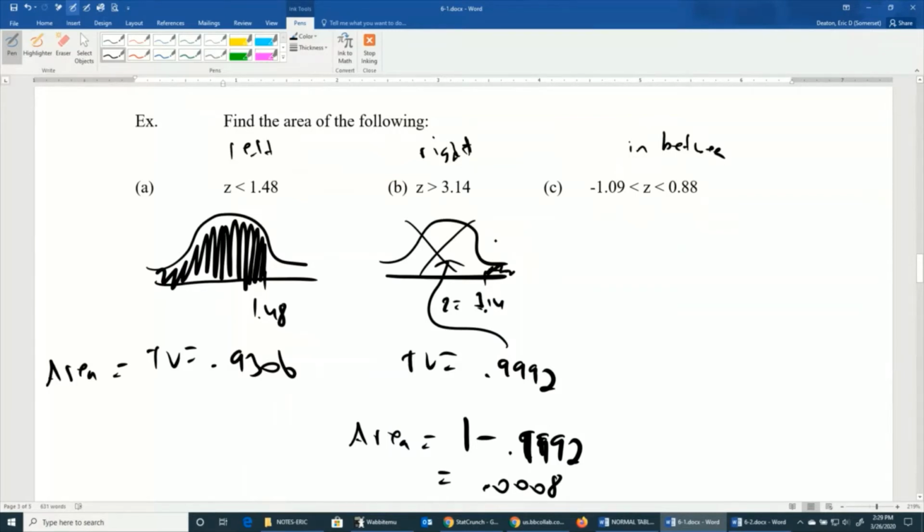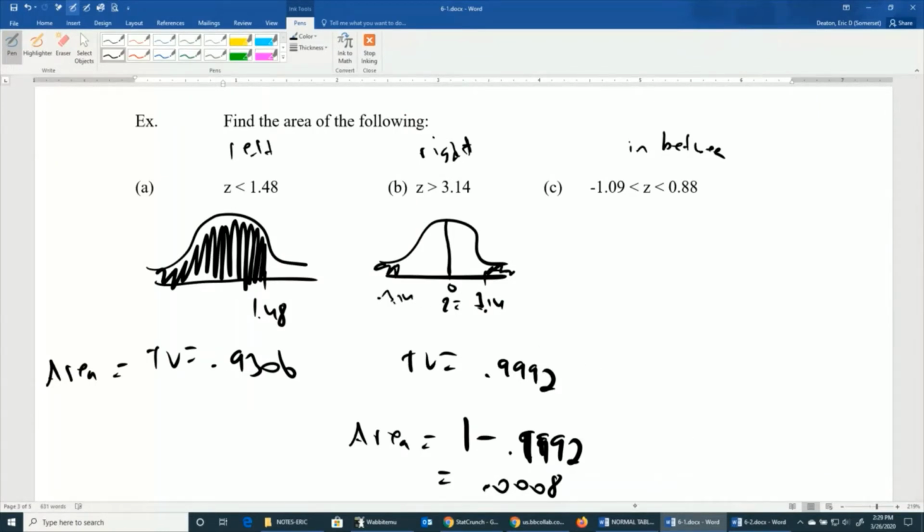Now, something about the curve I may not have mentioned. The curve is actually symmetrical. So let me erase that line. What I mean by symmetrical is z equals 0 is in the middle. So this right side area is the same as this left side area, which means that this tail over here and this tail over here have the same area from the same point, 3.14. This would be negative 3.14.